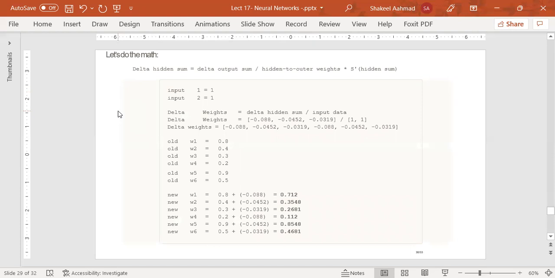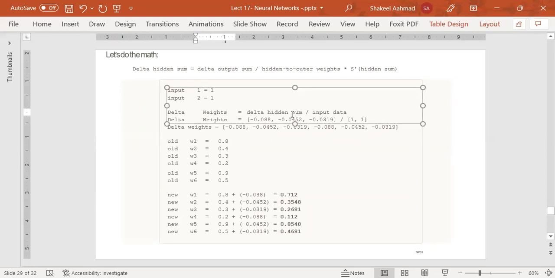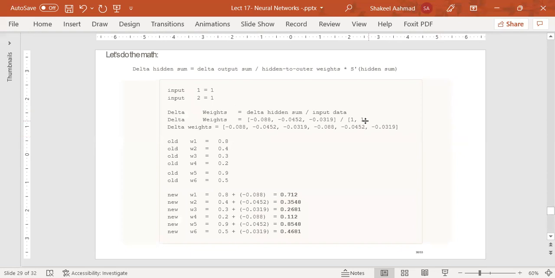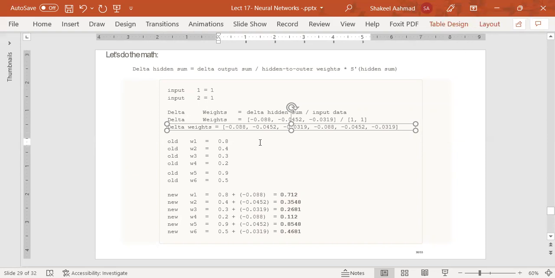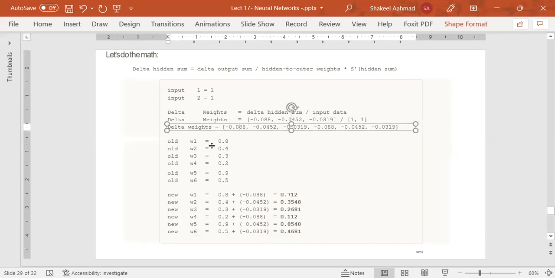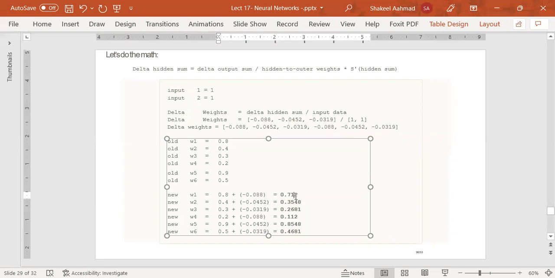Now let's do the math. Here we have input 1 is 1, input 2 is 1. Delta weights is equal to delta hidden sum divided by input data, which is 1, 1. These values we have already calculated. After dividing by 1, 1, we will get the same results. Now we need to add these values to the old weights to get the new weights. So after doing this iteration, we have calculated new weights for W1, W2, W3, W4, W5 and W6.